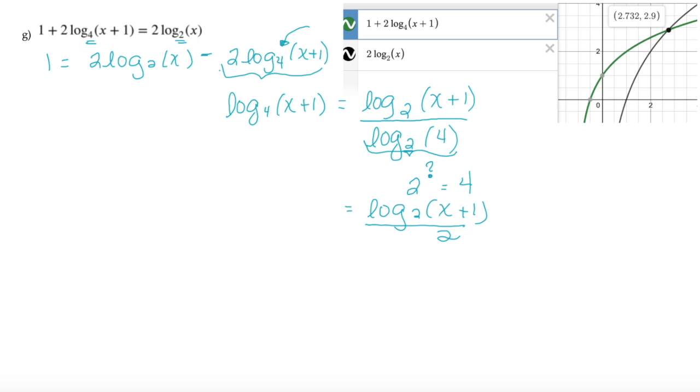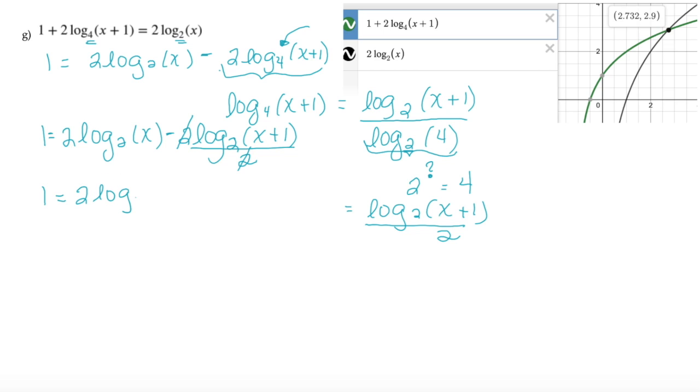All right, let's bring it back. I have 1 is equal to 2 times log base 2 of x minus 2 times log base 2 of x plus 1 over 2. Which, happy day, allows us to eliminate the common factor of 2. We'll just rewrite it here now that the 2 is done. Then we'll go to the next step. We have the 2 in front.